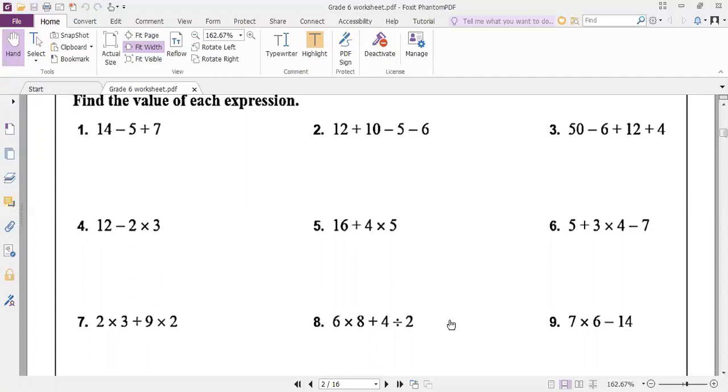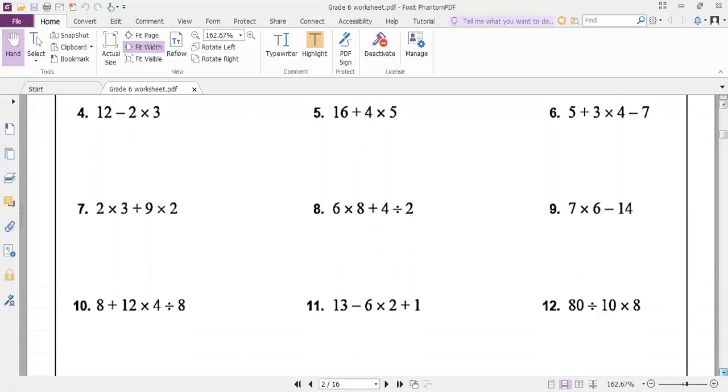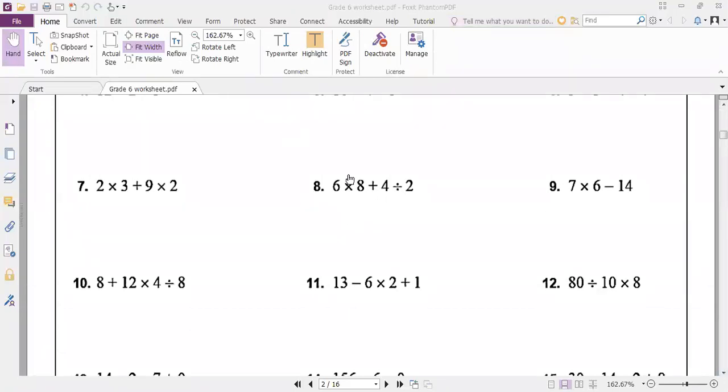Can you solve number 9 now? Okay. Go. 7 multiply 6, 42. 42 minus 14 equals 28. So firstly, I will multiply 7 by 6, right? After that, I will make minus 14, right? So 42 minus 14 gives me 28.